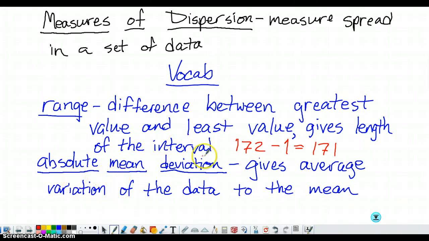When I'm calculating absolute mean deviation, that gives me the average variation of the data to the mean. So each value has variation to the mean. It's the distance from the mean value. The absolute mean deviation is going to give us the average of all those distances. So it's going to tell us a little bit more about how spread out the data is.